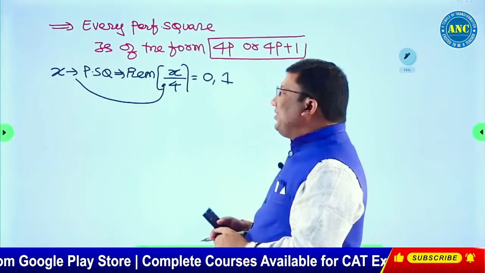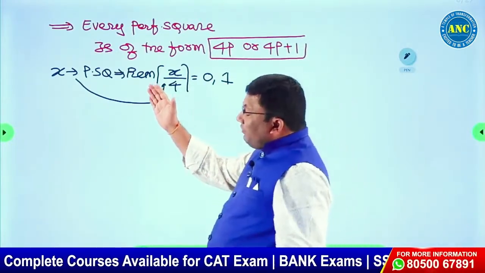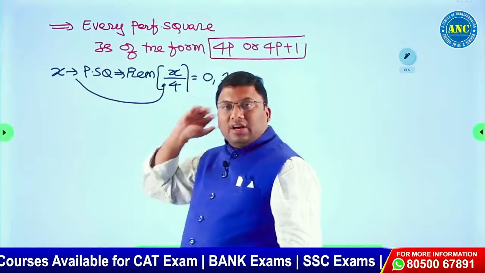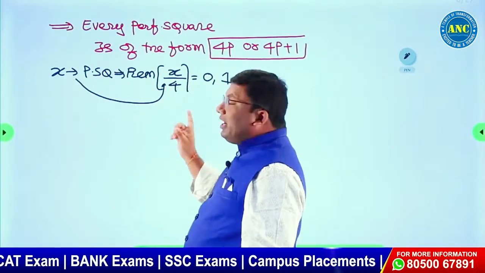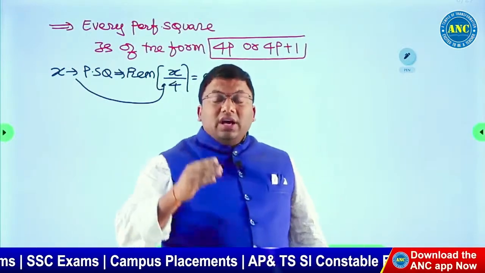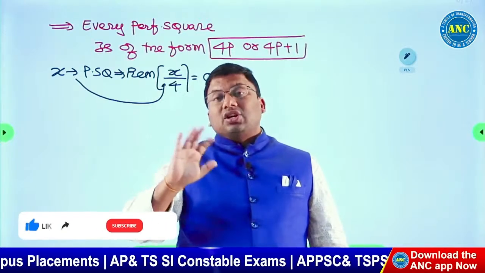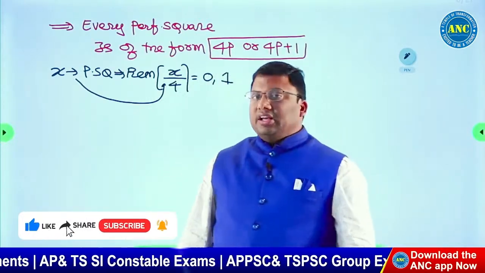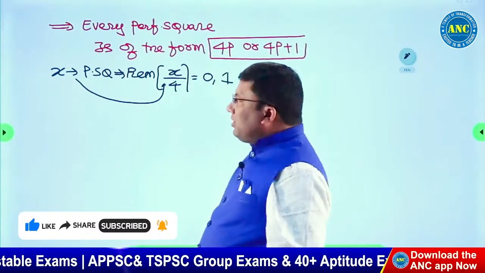So what I mean to say is, if the number is a perfect square, when divided by 4, it will have a remainder 0 or 1. If it has remainder 2 or 3, then it is not a perfect square. I hope this point is very much clear to you.